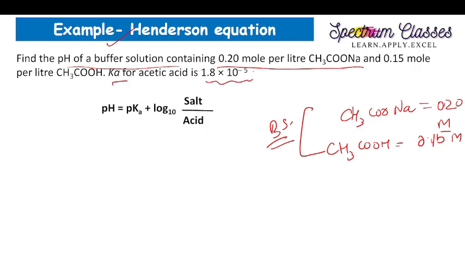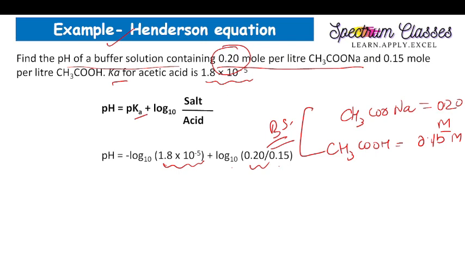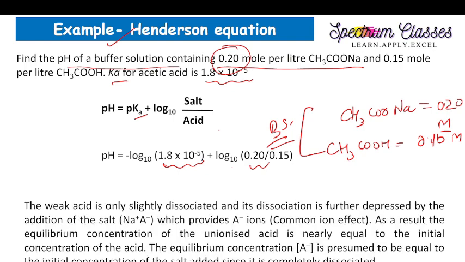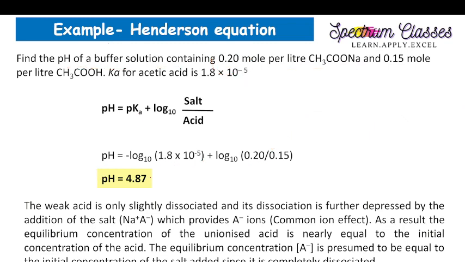On applying the Henderson equation, we have this, and on putting the values in this equation, Ka is equal to 1.8 into 10 raised to minus 5, and log base 10 of salt, which is CH3COONa, 0.20 divided by 0.15, right? So salt upon acid. And on solving this equation, the pH of this solution will be equal to 4.87, right? So this is how you can understand this Henderson equation and how we solve it.